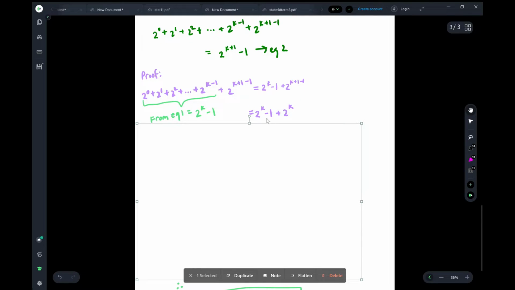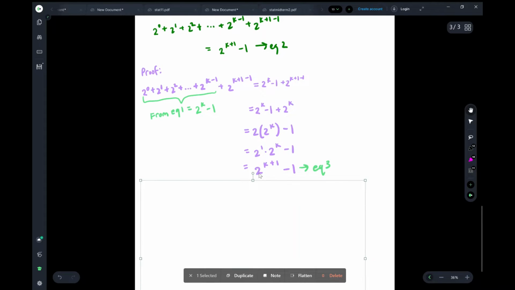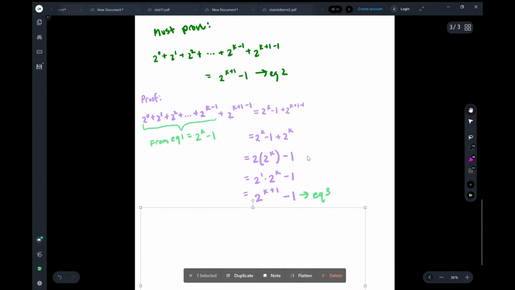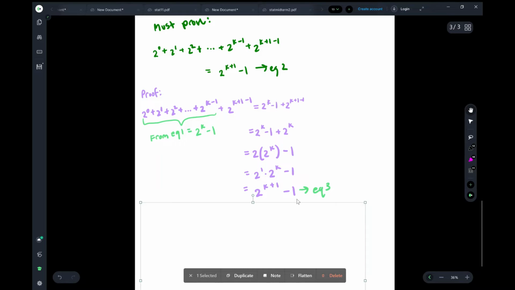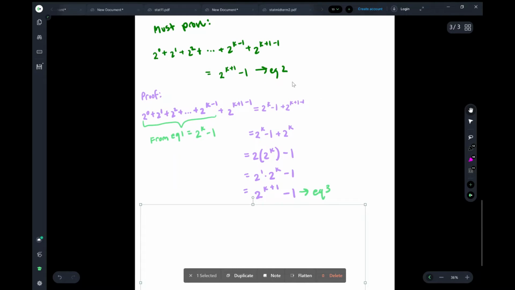So the left hand side becomes 2^k - 1 + 2^k, and we keep simplifying. We put these two 2^k's together, and we get 2 times 2^k, minus 1. Then we know that 2 times 2^k is also equal to 2^1 times 2^k, so that equals 2^(k+1) - 1. We call this equation 3. Now we notice that it is equal to equation 2, which is up here. This is equation 2, and this is equation 3.